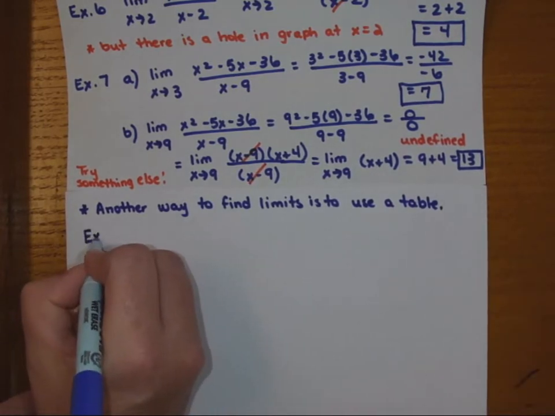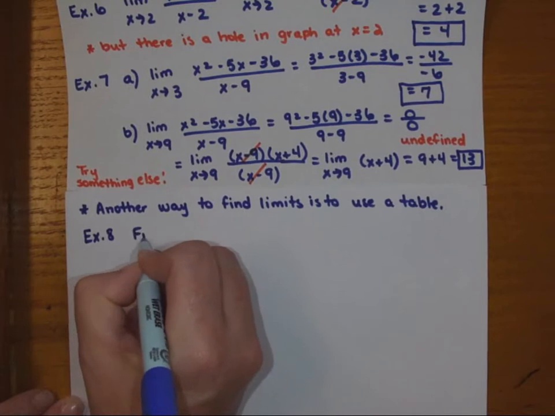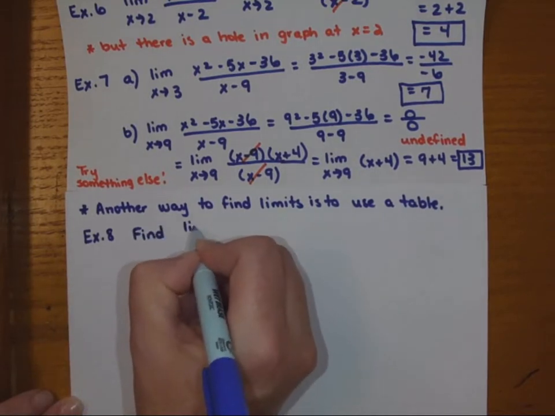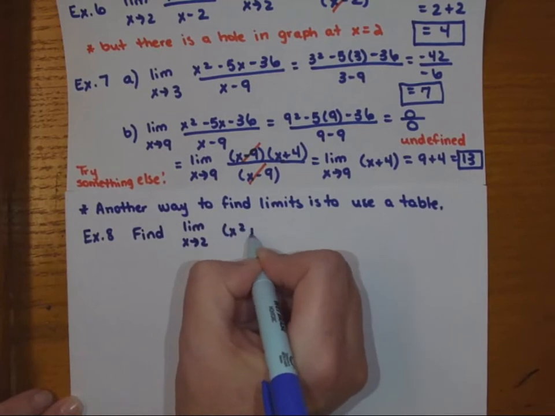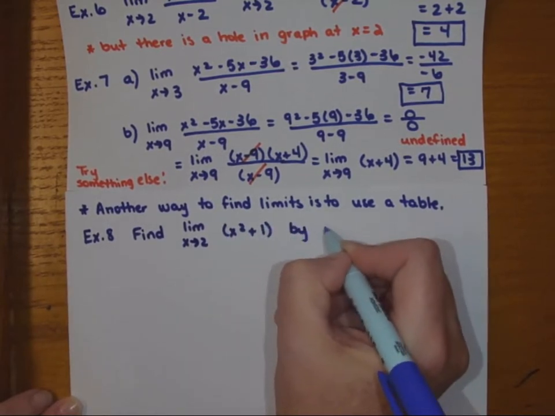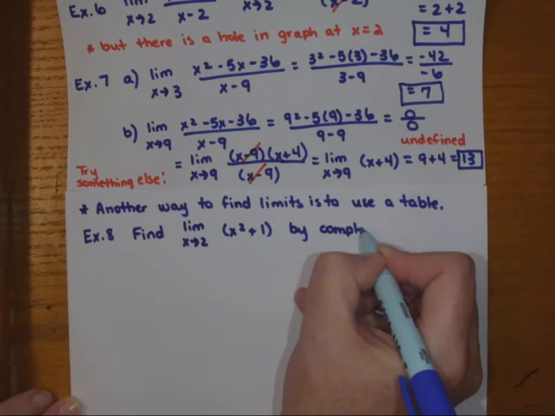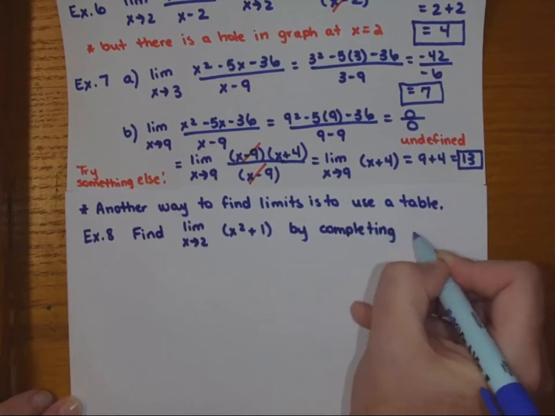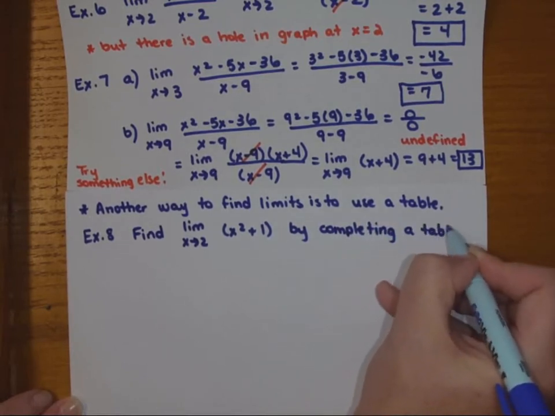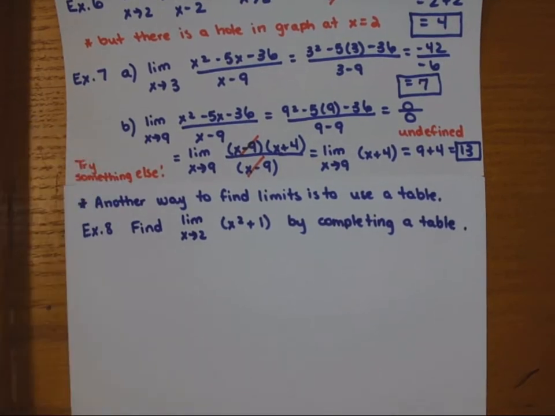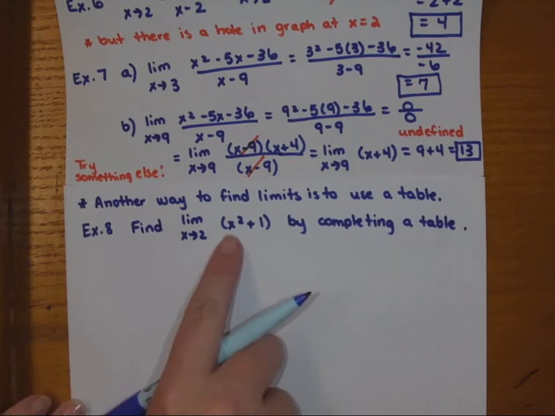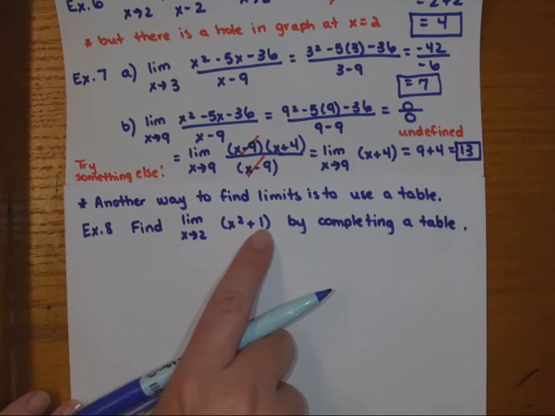So let's say, I want to remind you what an algebraic table even looks like too, so it's a good review problem. The limit as x approaches 2 of the function x squared plus 1. But let's say that I indicate that you have to complete a table to solve this one. Now, our plug-in method would work just nicely for this problem. I'm just choosing a simpler problem to show you what the table method looks like. We could actually just plug in 2 here. We'll get 2 squared plus 1, which is 5.